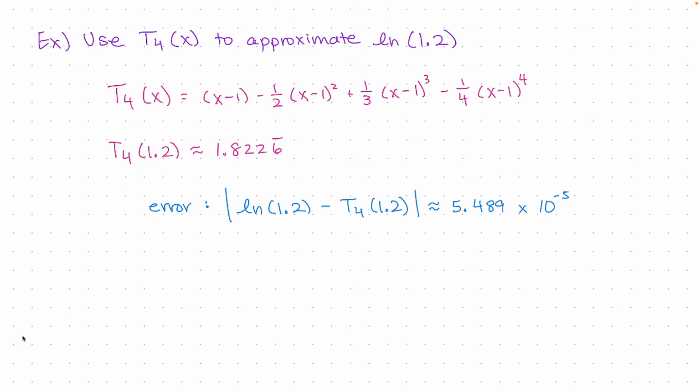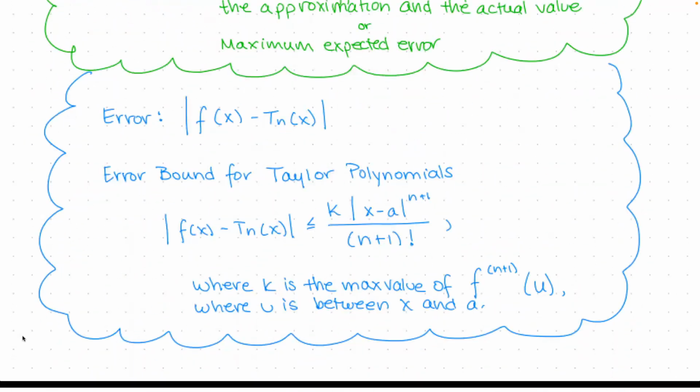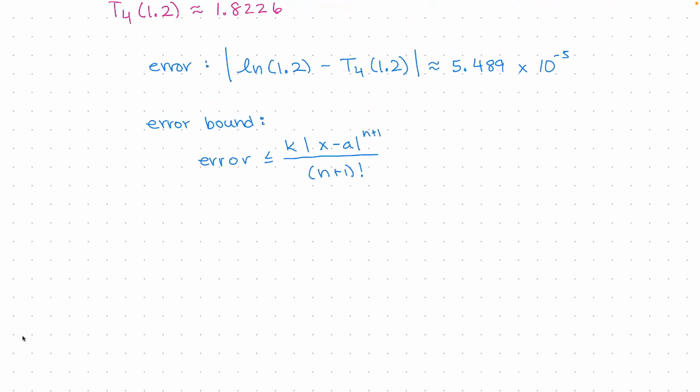Okay, now let's do error bound. Error bound says that the actual error should be less than or equal to k times the absolute value of x minus a to the n plus 1 over n plus 1 factorial. Let's see if we can find all these values so we can plug them in.